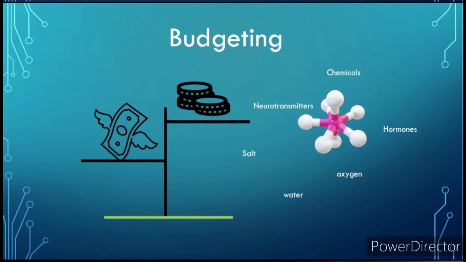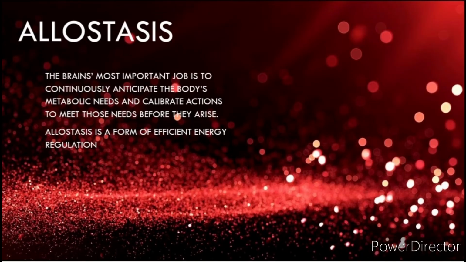It needs to do that because it has to anticipate what the body's needs are before the needs arise. For example, in the morning before we get up, the brain ensures that the blood pressure rises before we get up so we don't faint. So the fancier word for body budgeting is called allostasis. It is one of the most fundamental jobs the brain has, to continuously anticipate the body's metabolic needs and calibrate the actions to meet those needs before they arise.